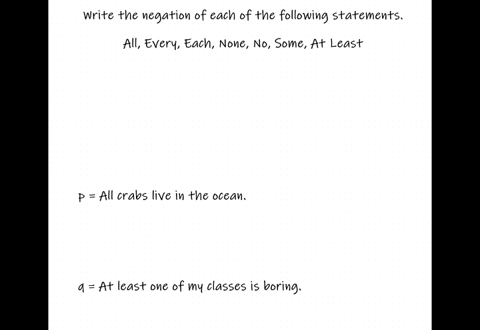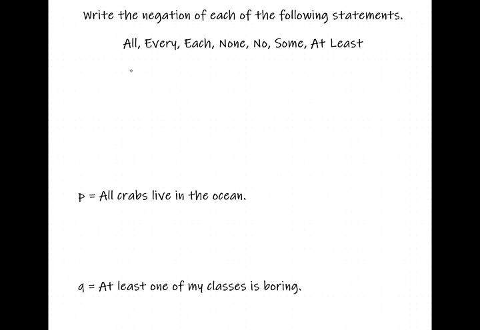In this video, I'd like to talk about writing the negation of a quantified statement. So what I mean by a quantified statement is a logical statement that contains a quantifier. I've given some examples of quantifiers here, words like all, every, each, none, no, some, at least. This is many of the quantifiers, but it's not a complete list. So there's two types of quantifiers.